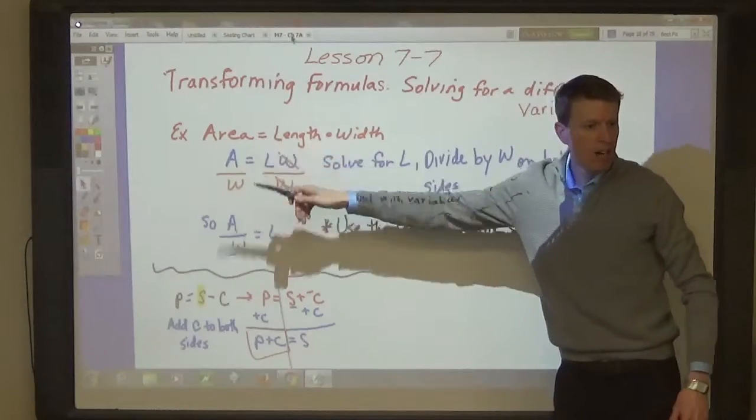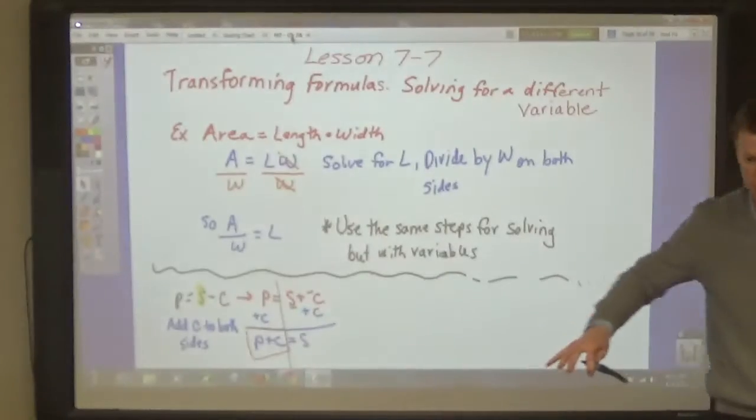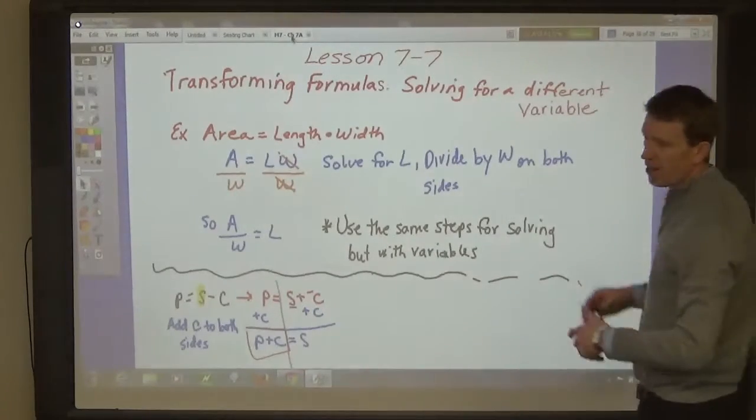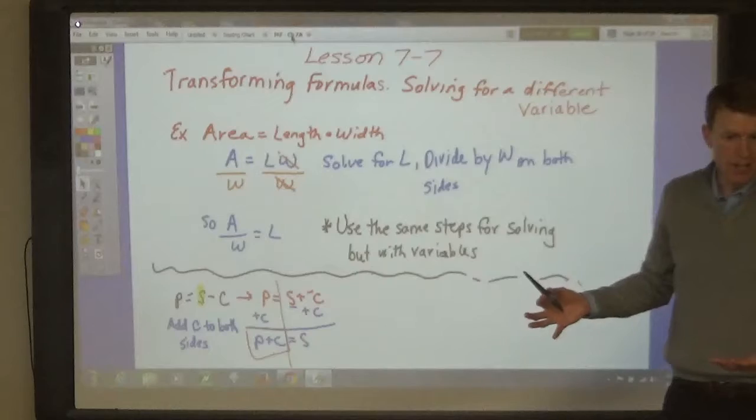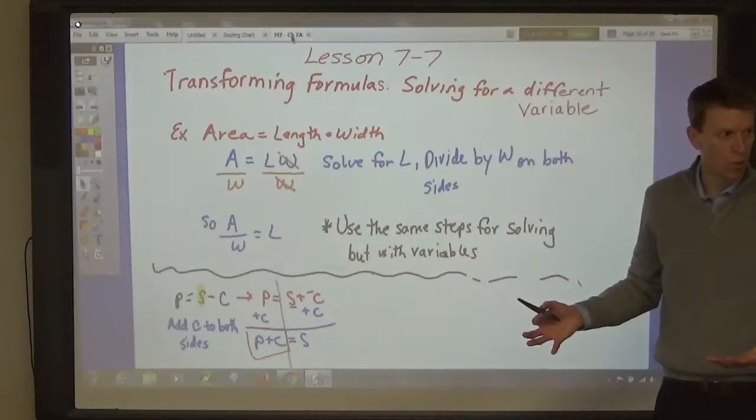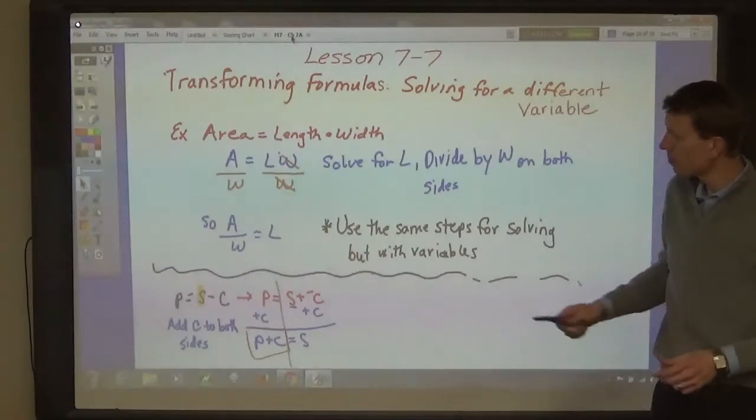If you're trying to find the area of a room, and it's a rectangular room, let's say that you need to order carpet, and you need to find the area of the room to order the right amount of carpet.